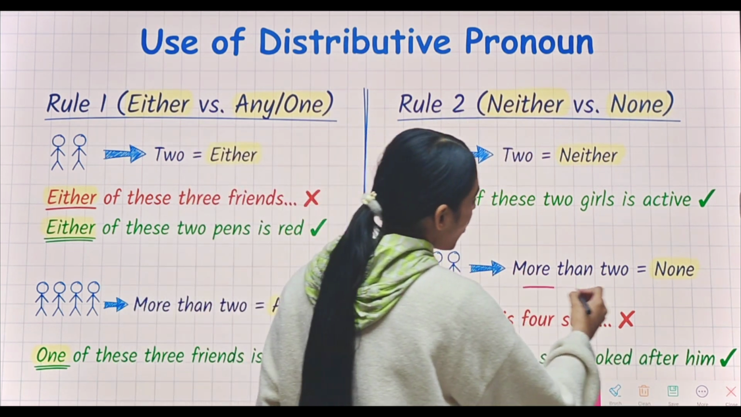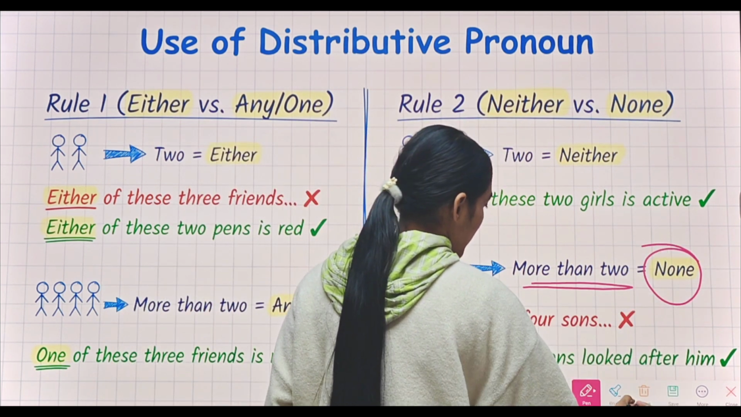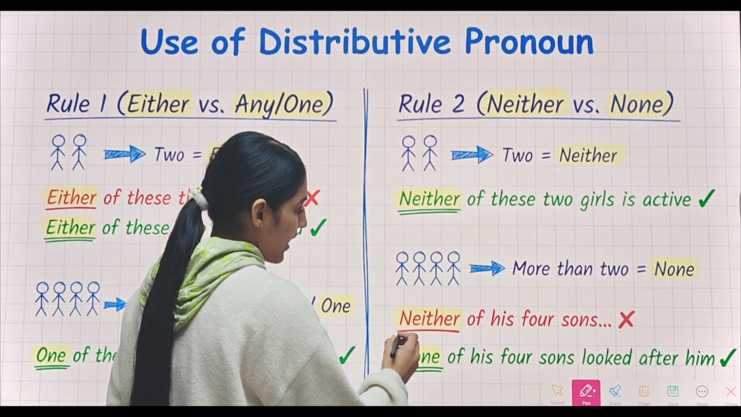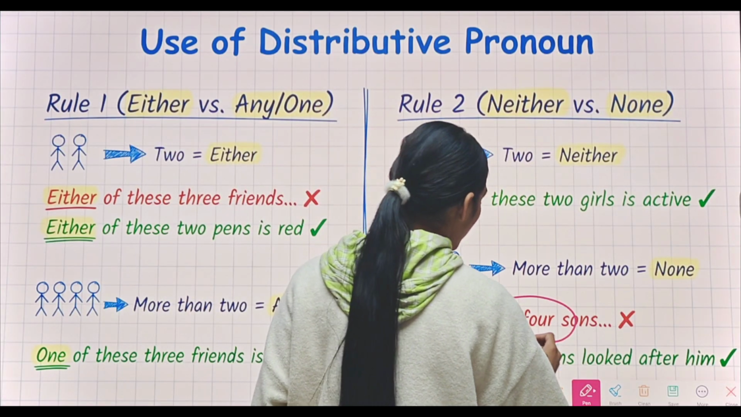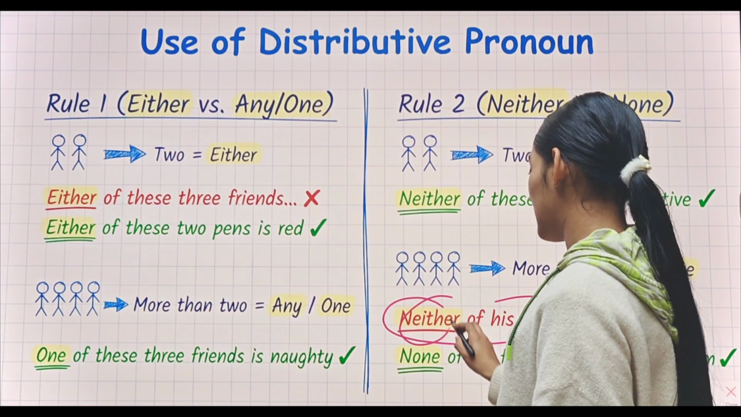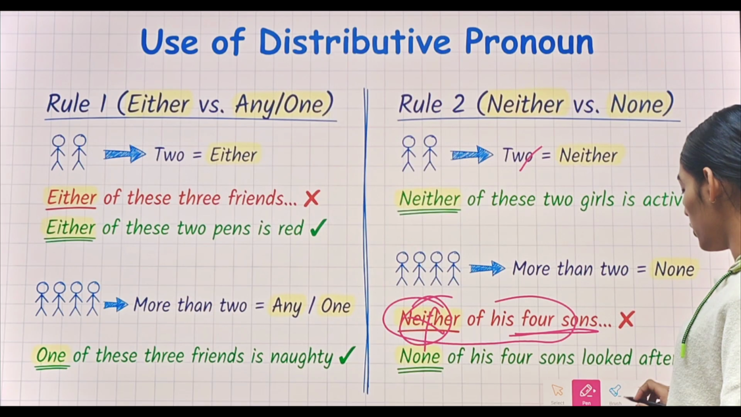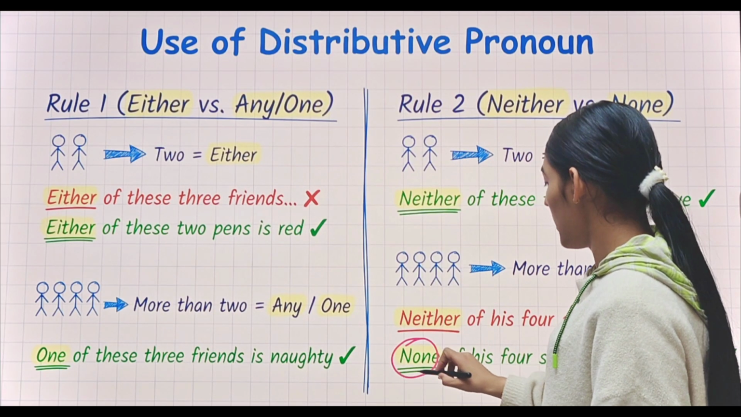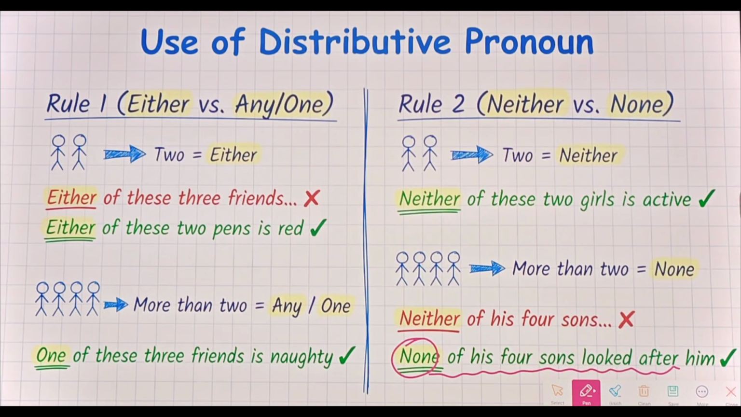Now let's see, if more than two is there, then we will use none. For example, we have neither of his four sons. So we cannot say neither. Neither is between two, as I told you. So instead of that, we will use none. None of his four sons looked after him.